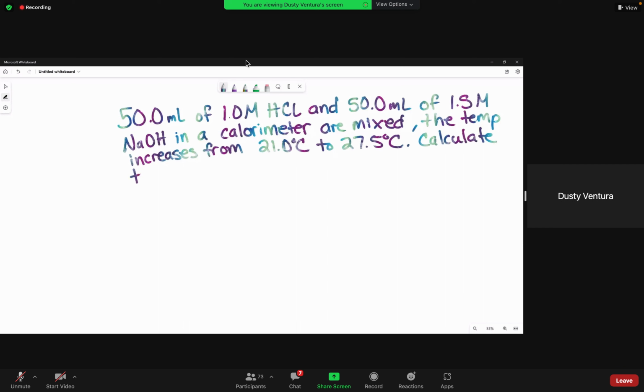Calculate the enthalpy of the reaction. I know how to do this one. So we're back in thermochemistry, but I'm also going to turn this into an acid-base question. We're going to do two different things with this question.